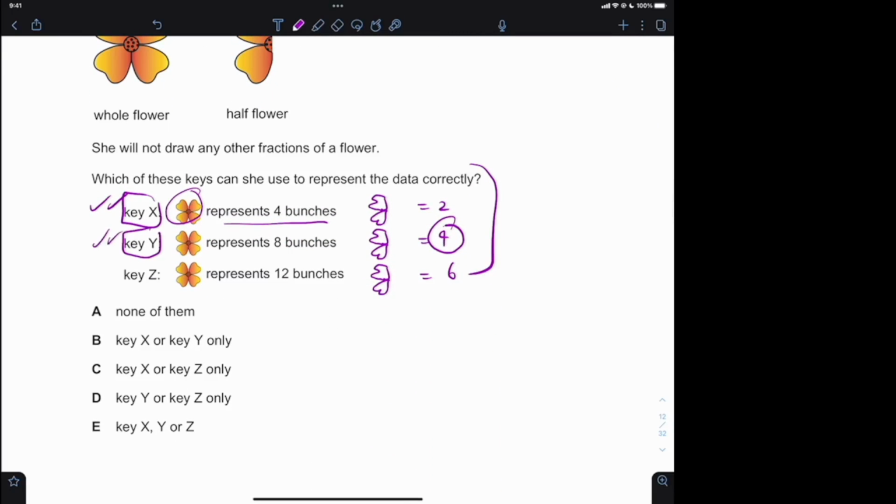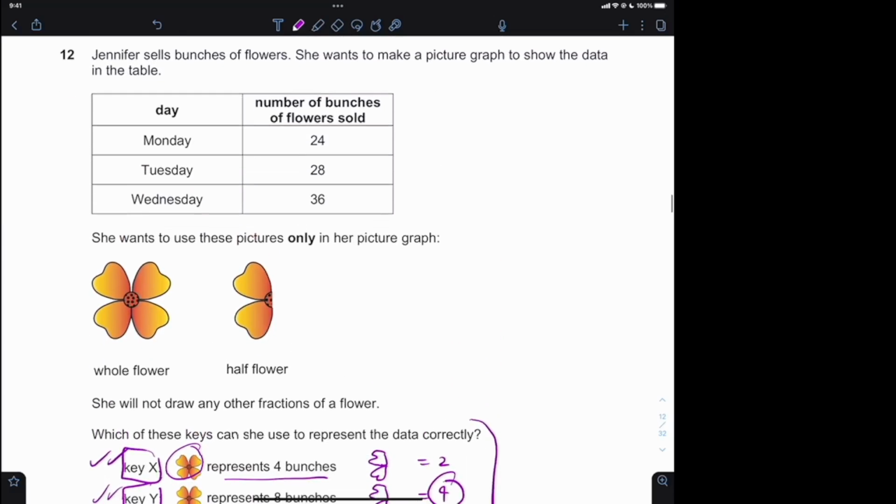Key z, 12 bunches. Let's have a look. 24, this would be fine. This is just 2 whole flowers. 36 also, this is just 3 whole flowers. And 28 though, what's the nearest multiple of 12? Well, that would be 24. So it's 2 remainder 4.